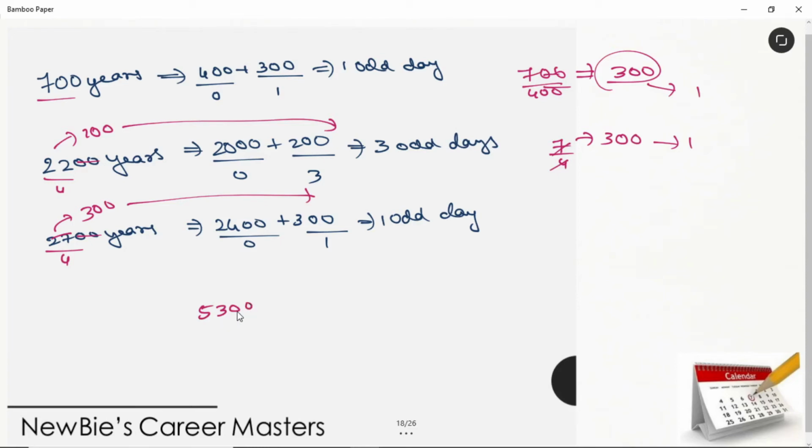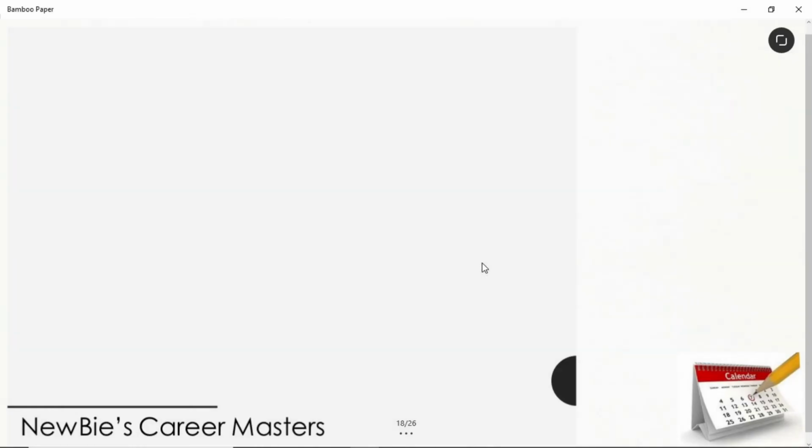5300 years. Okay, now ignore the last two zeros, divide this by 4. 4 ones are 4, 13 minus 12. What's the remainder? 1 is the remainder. Consider this as 100 years. In 100 years, how many odd days are there? 5 odd days. So, this is how you can easily calculate how many odd days are there in century years. Hope I'm clear. Now we'll take non-century years.